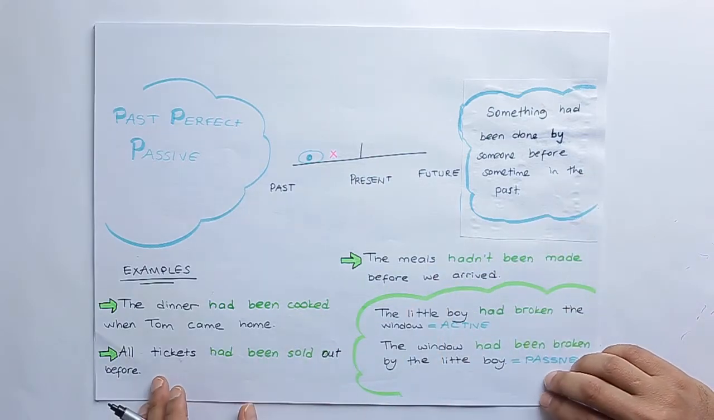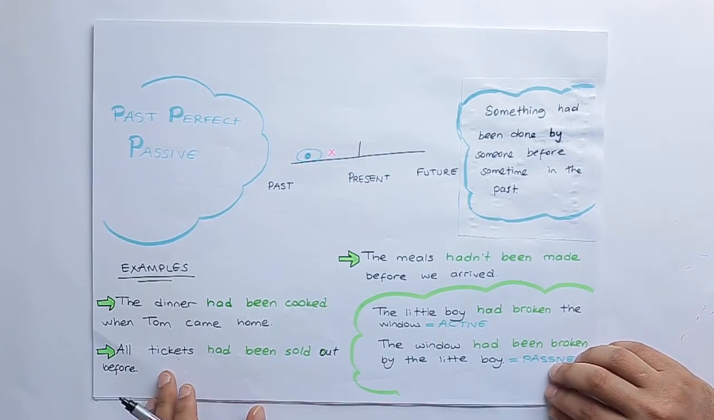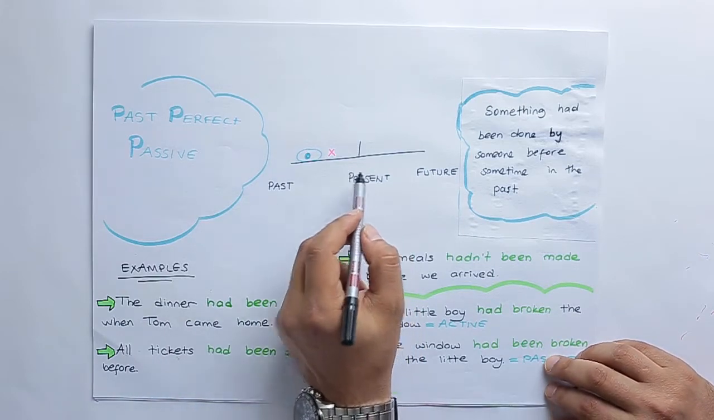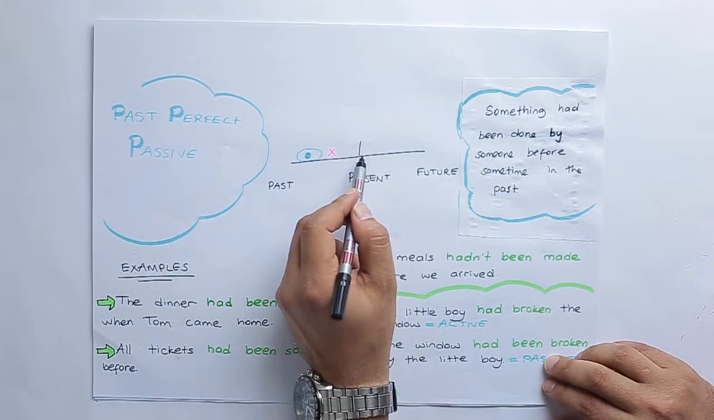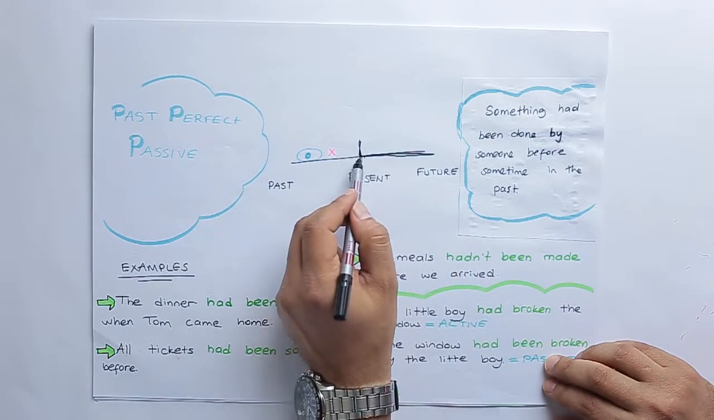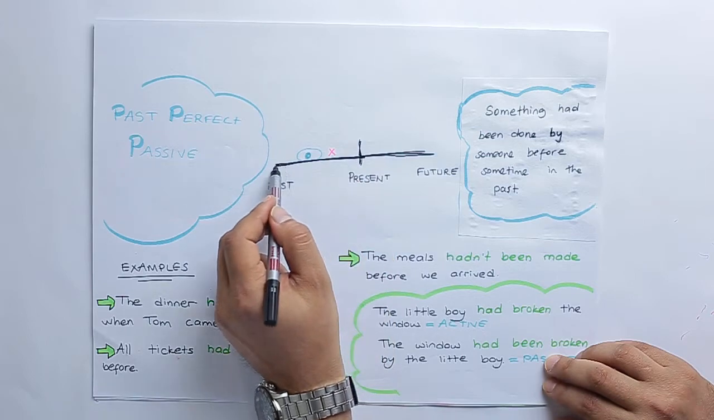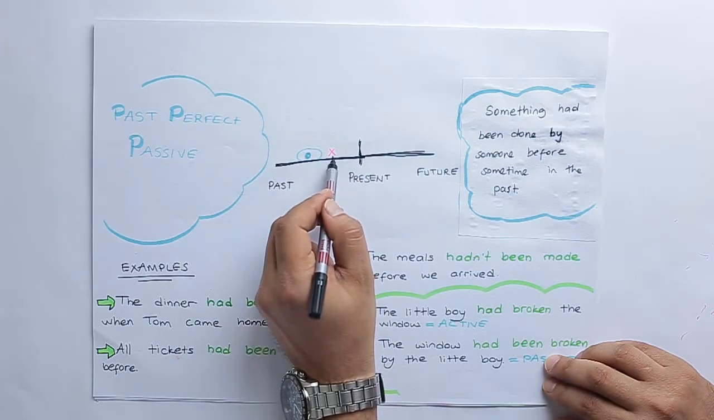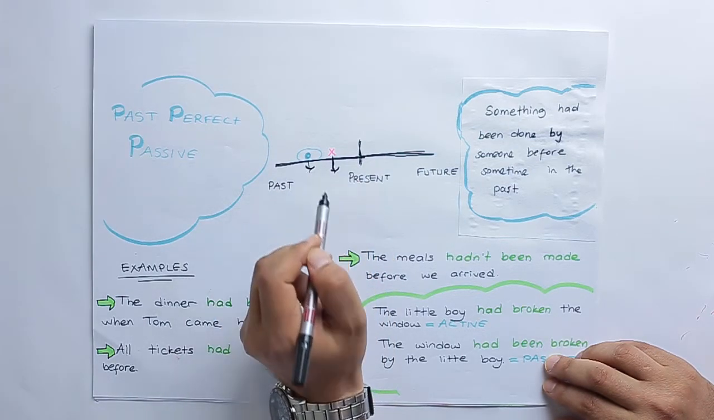Yes, past perfect passive. Yes, what is past perfect? First of all, let's analyze it. You see the timetable here. Here is the present, okay? And also this side is the future, and this side is the completely past form. There is one action here, and there is another action here.